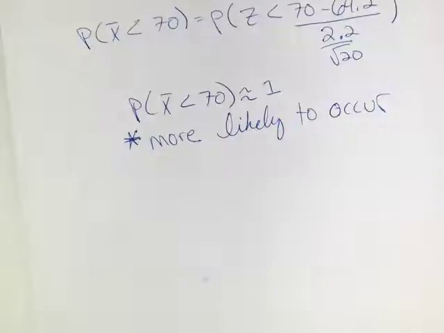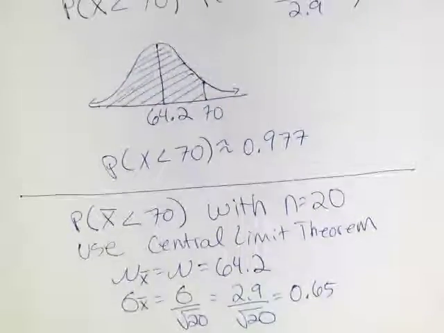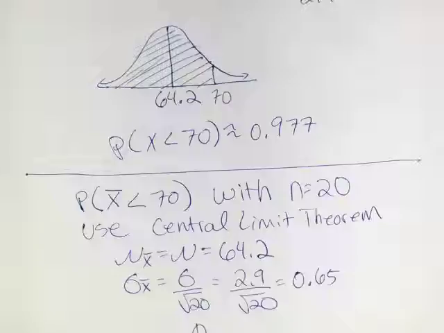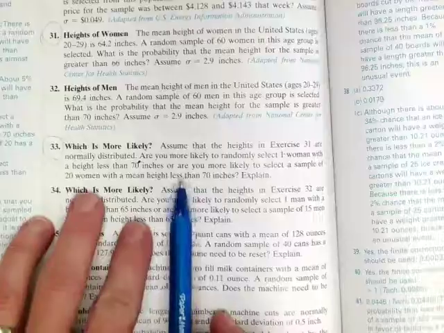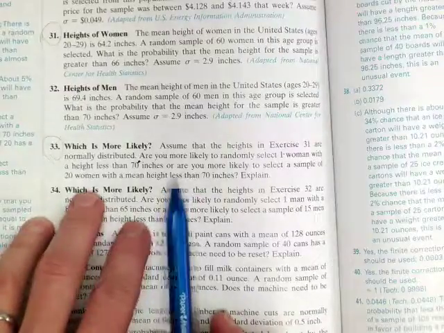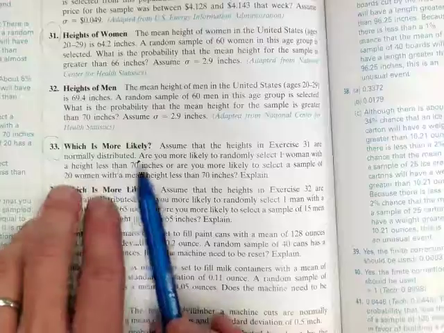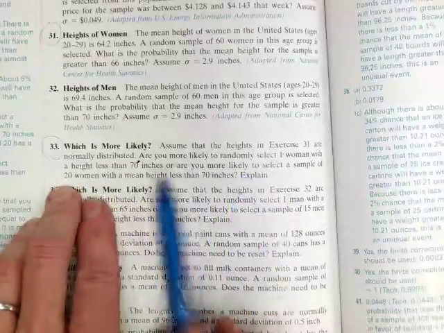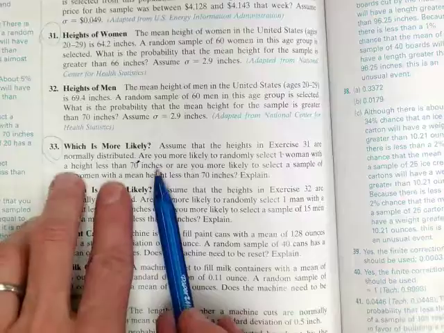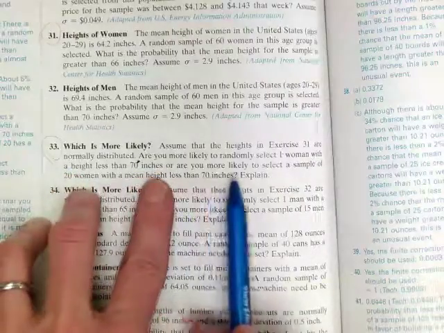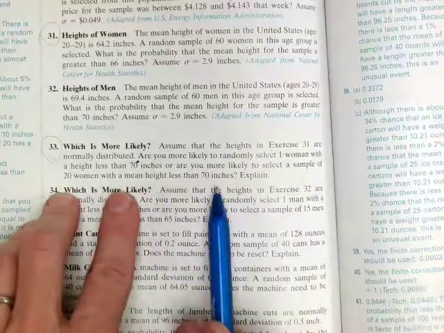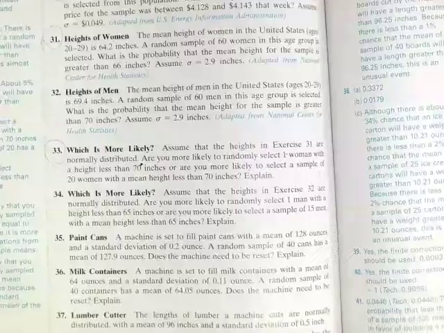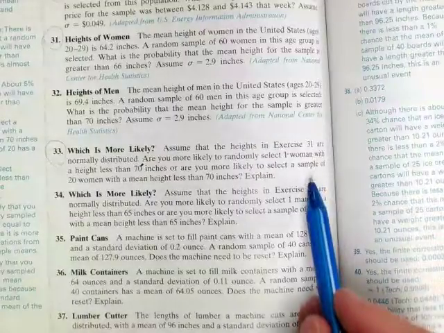One thing to keep in mind when you're working these problems is that whenever you're given a question regarding a sample mean, let's just look at this wording again, you're going to be using the central limit theorem. It says here, are you more likely to randomly select one woman with a height less than 70 inches? That's for a single value. Or are you more likely to select a sample of 20 women with a mean height less than 70? Right there, that's your clue you're going to be using the central limit theorem, because we're talking about the distribution of sample means.